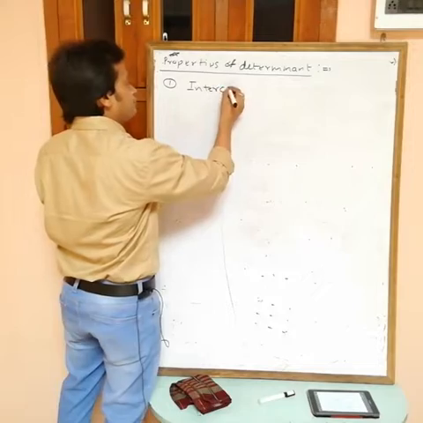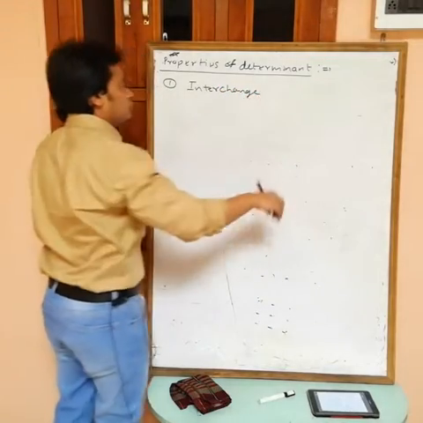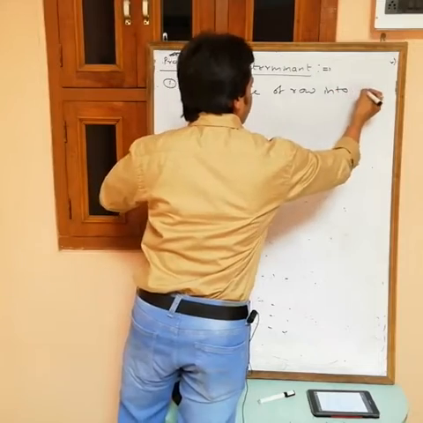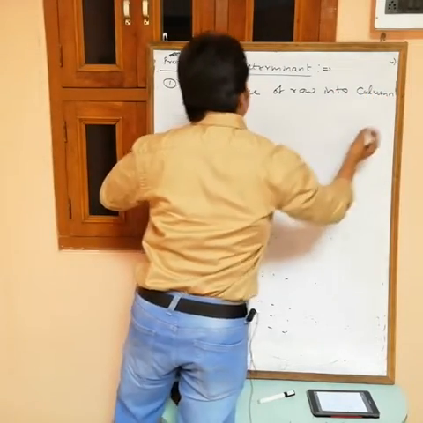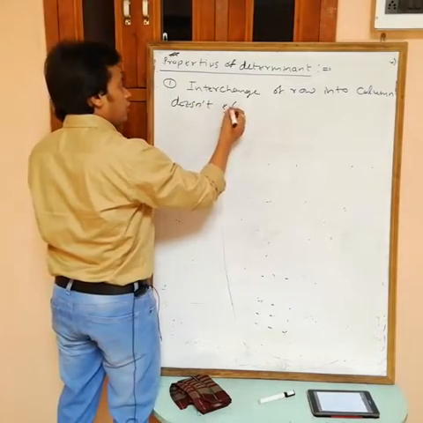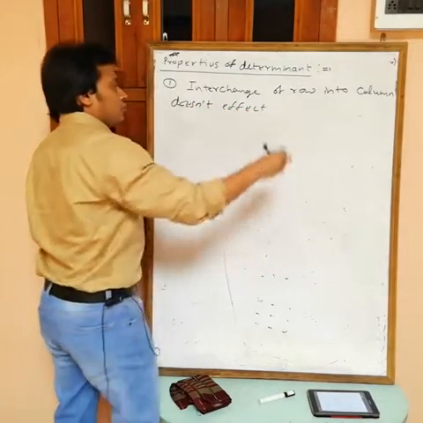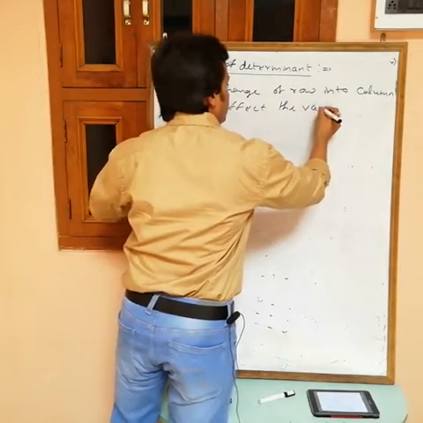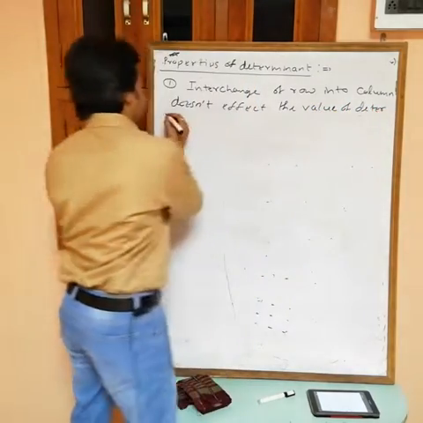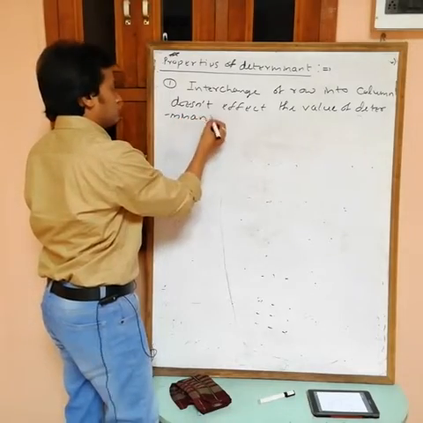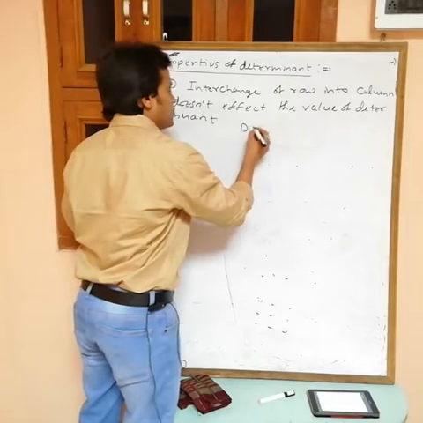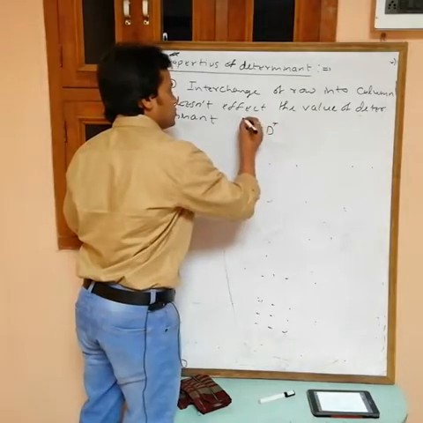Interchange of rows into columns doesn't affect the value of the determinant. It means the determinant is equal to the transpose of the determinant.